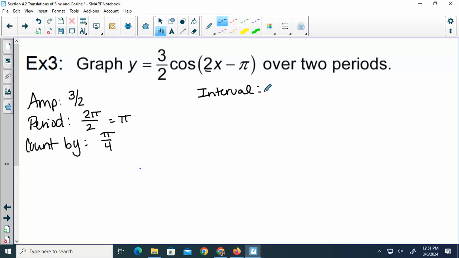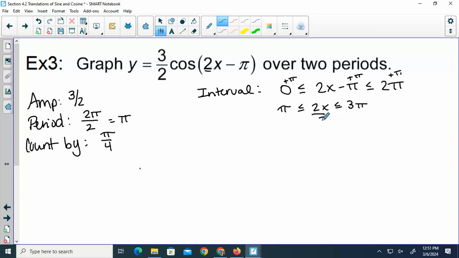Interval. We set it up between what and what? 0 and 2. And what goes in the middle? 0 and 2. So to solve for x, we have to first add pi to everything. We get pi less than or equal to 2x, less than or equal to 3 pi.